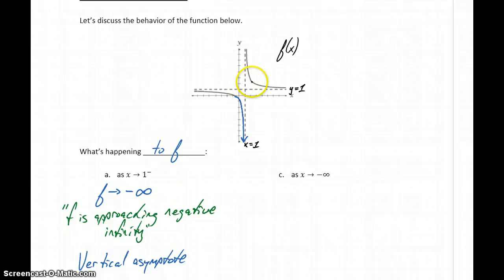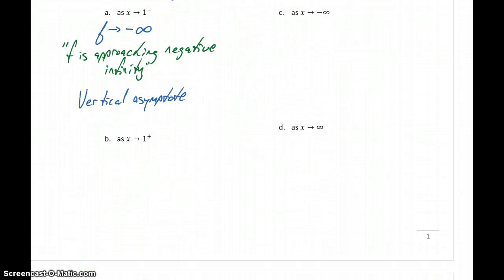So as x approaches 1 from the right, again, we're going to trace along the graph. As we get closer and closer to that line x equals 1, we're getting closer and closer and closer to it. We never cross it, and our function just keeps increasing and increasing. So our function is headed to, in this case, positive infinity, or we could just write simply infinity. And anytime our function is headed to positive infinity or negative infinity, we know that we have a vertical asymptote.